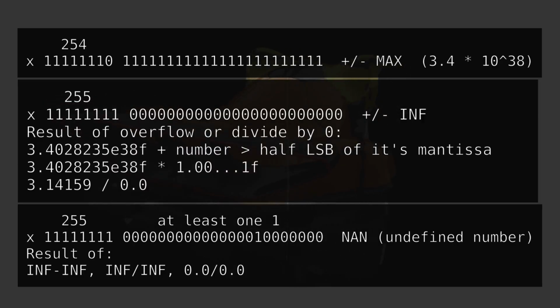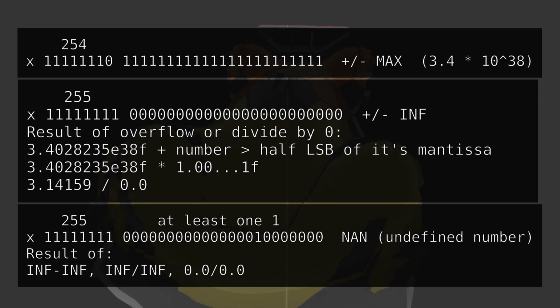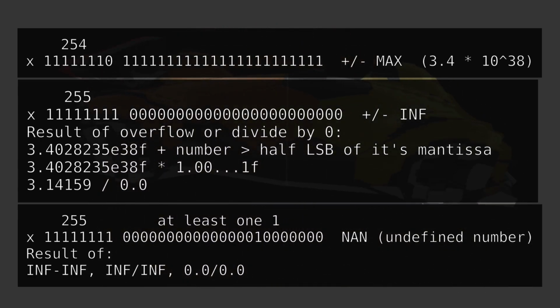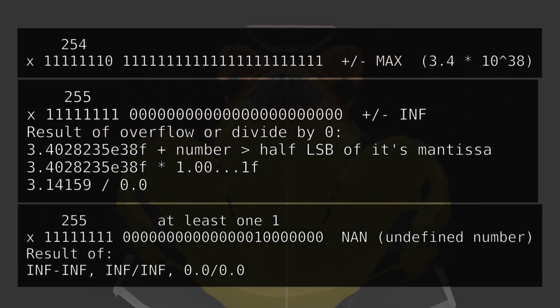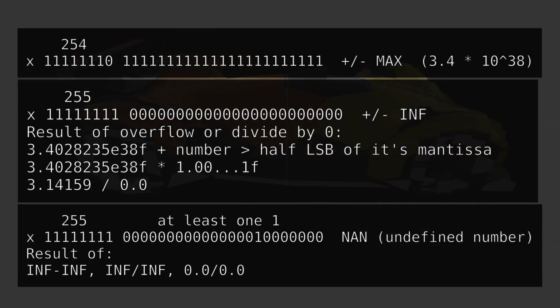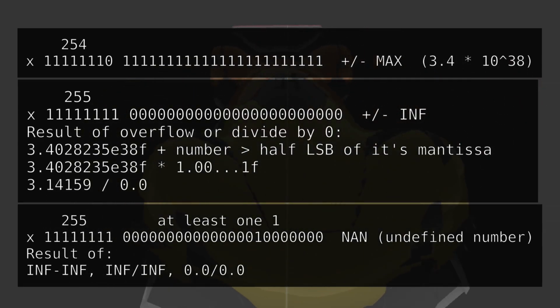And as a final note, with an exponent value of 254 and all ones in the mantissa, the maximum finite value in single precision floating point is approximately 3.4 times 10 to the power 38. An exponent of 255, all ones in the exponent field, represents either infinity or NaN. NaN is not a number. Infinity has all zeros in the mantissa. It can result from operations like overflowing the maximum representable number or dividing any non-zero rational number by zero. NaN, not a number, represents invalid results like infinity minus infinity, infinity divided by infinity, or zero divided by zero. NaNs have at least one non-zero bit in the mantissa.